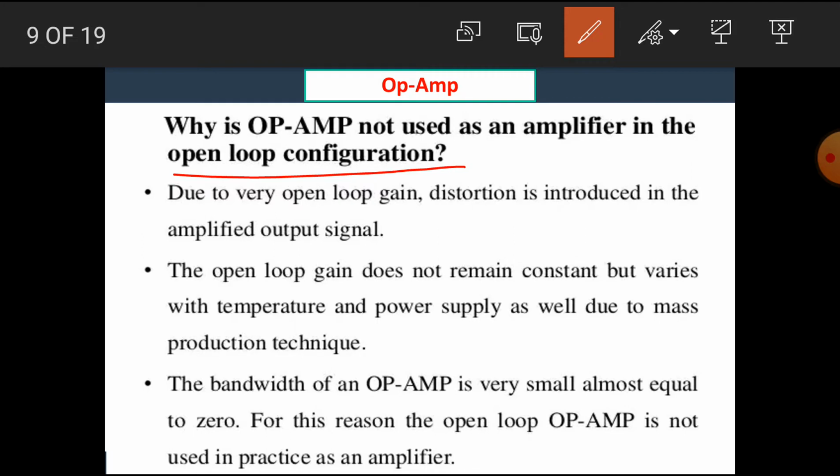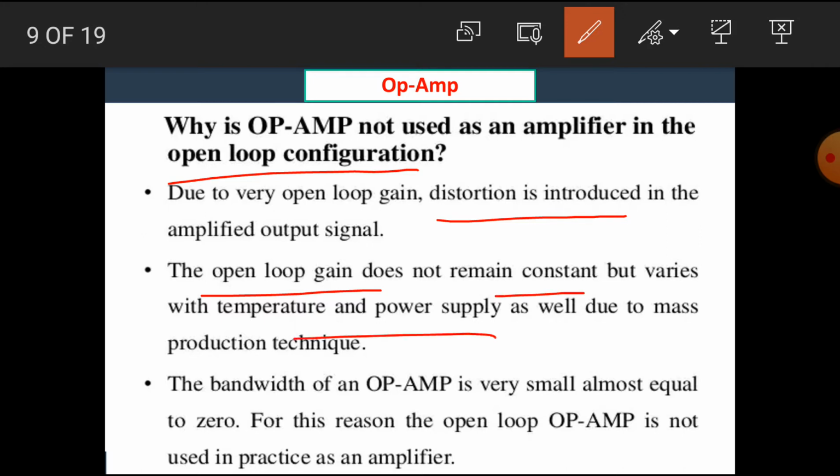Due to the very high open loop gain, distortion is introduced in the amplified output signal. That is, due to open loop configuration, distortion is introduced to a great extent in the amplified output. The open loop gain does not remain constant, but varies with temperature and power supply as well, due to the mass production technique.